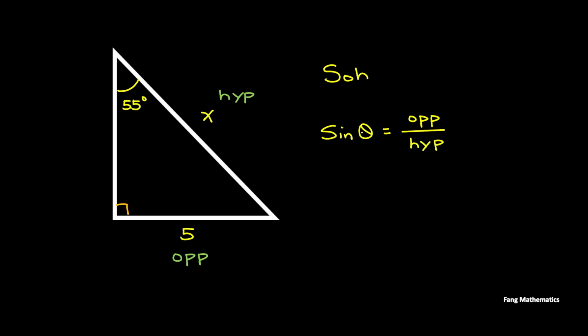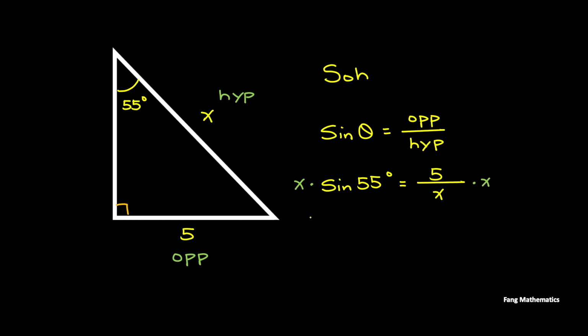And now, in place of theta, the angle, you are to put 55 degrees. So sine 55 degrees is equal to opposite. Opposite is 5 in this case. So 5 over hypotenuse. Hypotenuse is x. And now we are to solve this equation. Let's look at this x. This x is at the denominator. We are to multiply both sides by x.